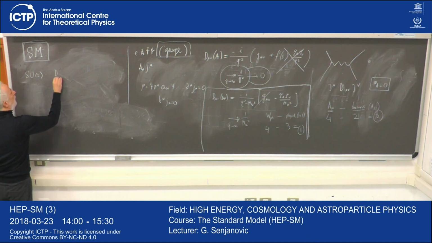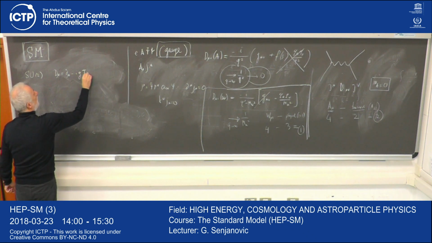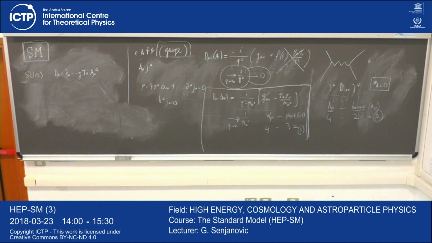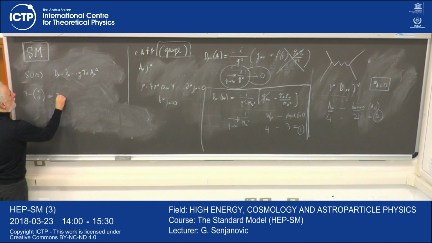And what this means, the D mu is d mu minus i g T^A A^A mu. This is what I mean by SU2 today. That's all you have to know today. And then we said the simplest possibility that we are going to pursue, that there is a doublet of states with upper and lower component, which is equivalent to say that T^A is sigma^A over 2.